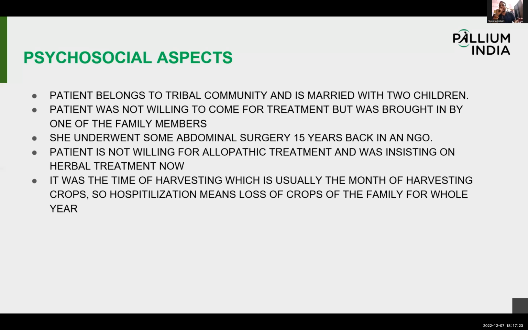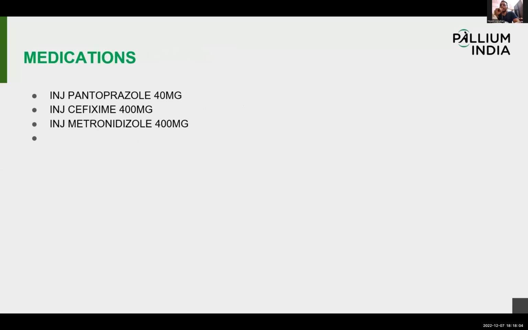Psychological aspects. The patient belonged to a tribal community and is married with 2 children. The patient was not willing to come for treatment and was brought by the family members. She had undergone some abdominal surgeries 15 years back in an NGO. The patient was not willing for allopathic treatment and was insisting on herbal treatment when she came. The area where I am practicing is a tribal area, and this is the time of harvesting, so hospitalization at this time means a loss of crop for the family for the whole year. That was one of the psychological aspects.